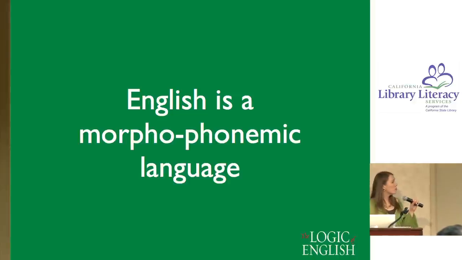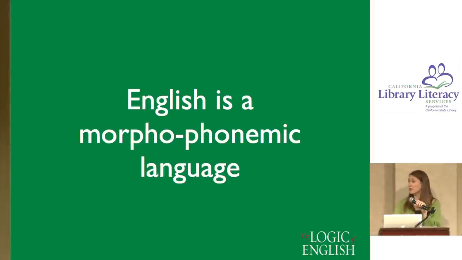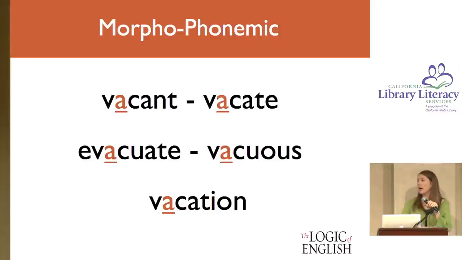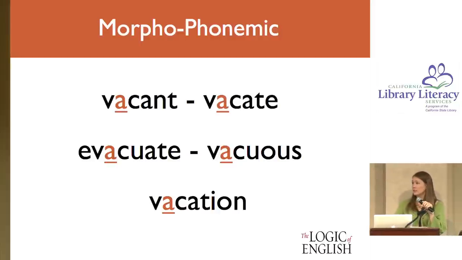All right, English is a morphophonemic language. I talked about this briefly, but I want to show you a little bit more about this. So we have the word vacant and vacate, and what is the A saying? What is the A saying in evacuate and vacuous? How about in vacation? So here the A is saying three sounds, but what does vacant mean?